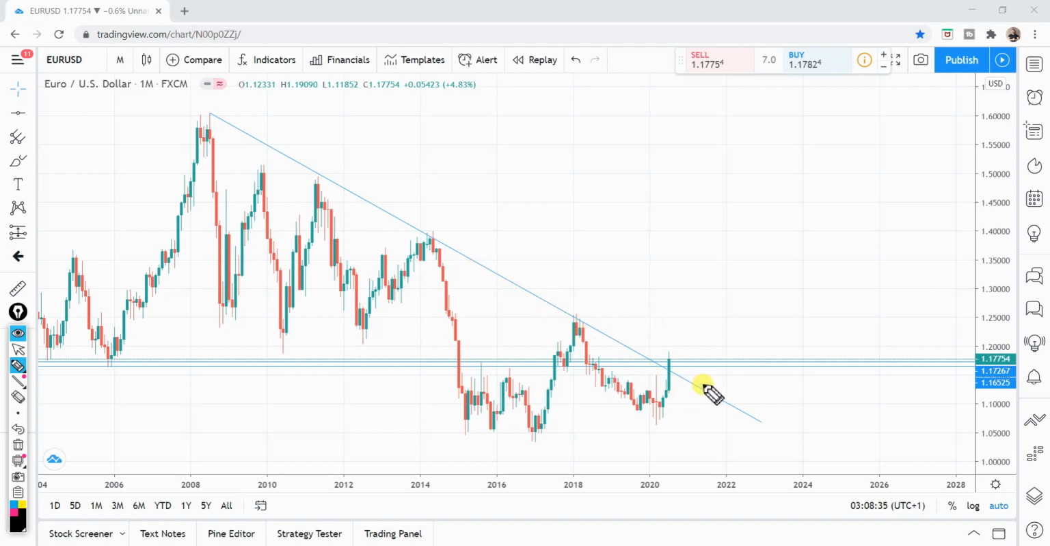So this is a monthly time frame, this is a monthly candle, and we have finally breached this trend line, and it's closed nicely above this trend line, so quite away from this trend line, which is a good sign. That means that the price will most likely continue towards the upside, and that's what I'm looking at.